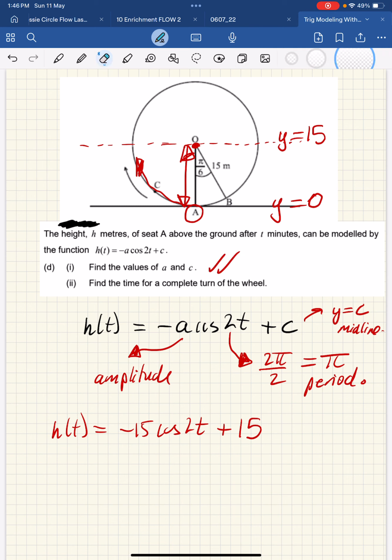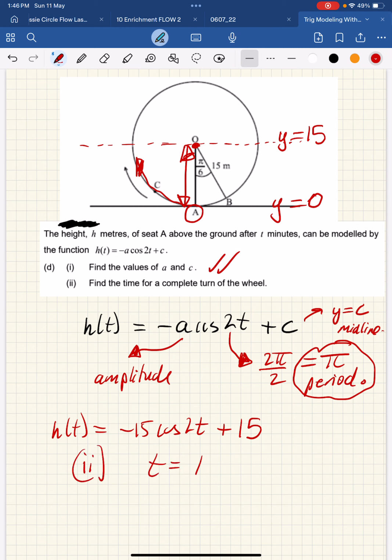Now you could put that in your calculator and analyse it, and you would find the time for a complete turn. But we already know the time for a complete turn because that would be the period of the graph, right? The period is how long it takes to do a full wave. We already have that answer because we know that the period is pi. So the answer for part D is the time taken equals pi, which is approximately 3.14, and then we just have a look at the units and it's minutes. So it's kind of real life.